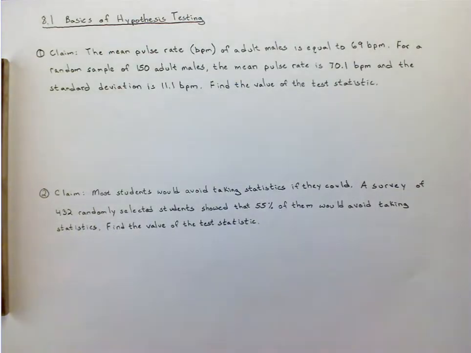So let's look at what we have. We have a claim. The mean pulse rate, in beats per minute, of adult males is equal to 69 beats per minute. For a random sample of 150 adult males, the mean pulse rate is 70.1 beats per minute, and the standard deviation is 11.1 beats per minute. Find the value of the test statistic.